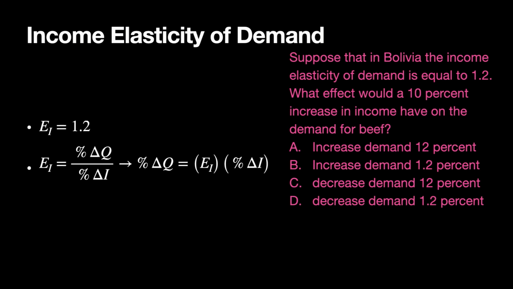Suppose that in Bolivia, the income elasticity of demand is equal to 1.2. What effect would a 10% increase in income have on the demand for beef? Plugging in these two values, we get a 10% increase in income would lead to a 12% increase in demand. This hypothetical value suggests that in Bolivia, beef is a luxury good because demand increases more than income.